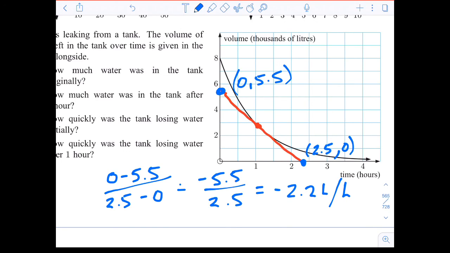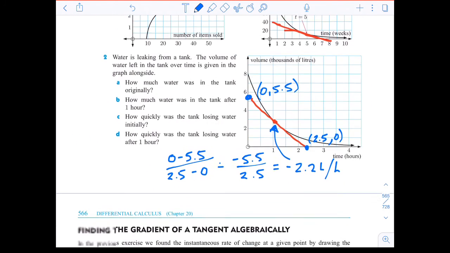So remember, it's always changing over time, but we just happen to come up with how fast it's going right at that one spot. We created a tangent line.